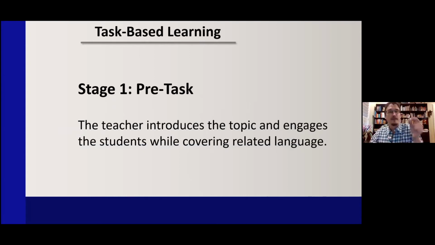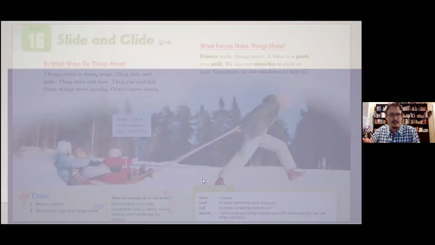We've covered the material in the book. They've been introduced to the vocab. They've done comprehension checks. They've done all the writing. The book work is complete. They've seen it. Well, now you want to review it. So you go into the pre-task.